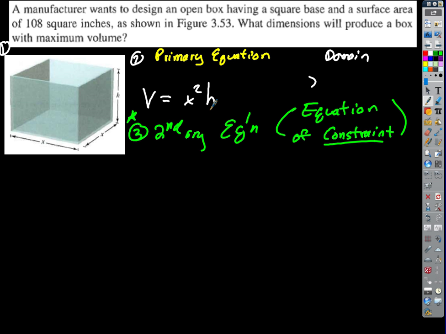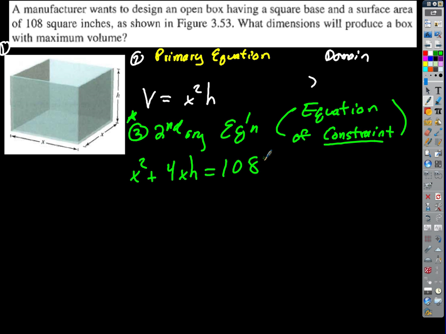So Kirk gave us the secondary equation. It's just going to be the surface area. It's an open box, so we have one base and 4 faces on this, 4 lateral faces on this thing, right? 4 sides that are off the base. So we end up with x squared plus 4xh equals 108. So there's our equation of constraint, right?